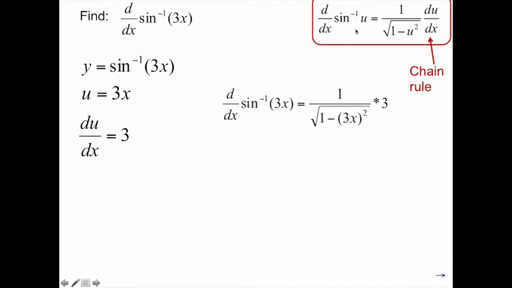So the derivative of the outside is the derivative of the inverse sine. We have 1 over the square root of 1 minus the quantity 3x squared, times the derivative of 3x, which is 3. So there's the derivative of inverse sine of 3x. And then we can simplify that a little bit.